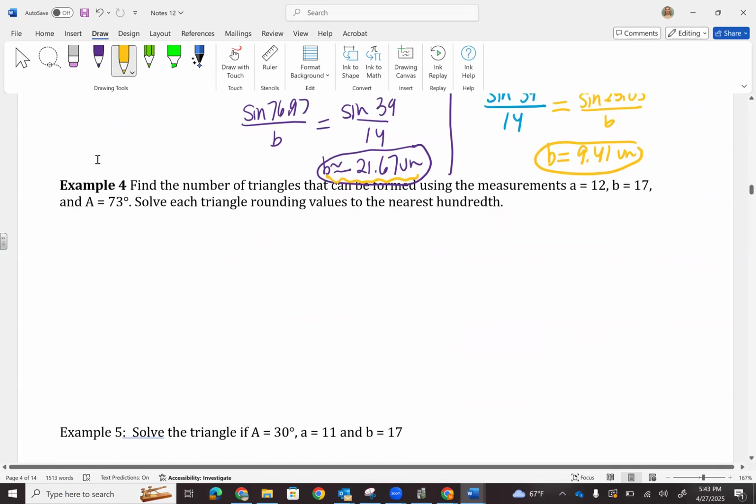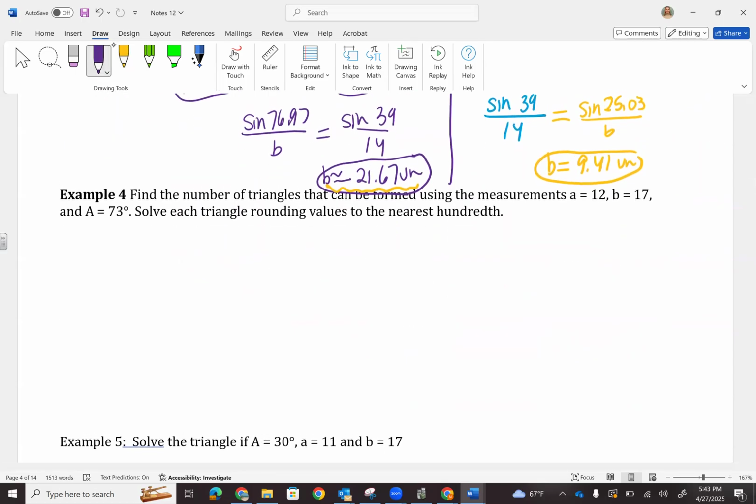The next one is kind of cute. We like this one. And when I say cute, I mean it's going to turn out nice. They give us angle A is 73 degrees. Put it in your left hand, okay?